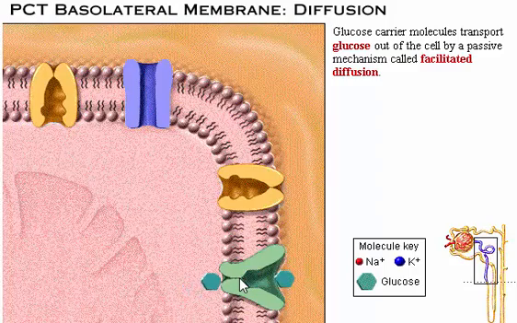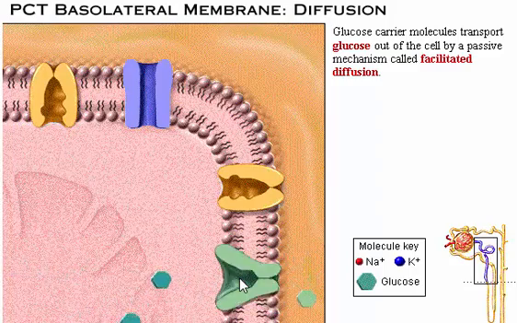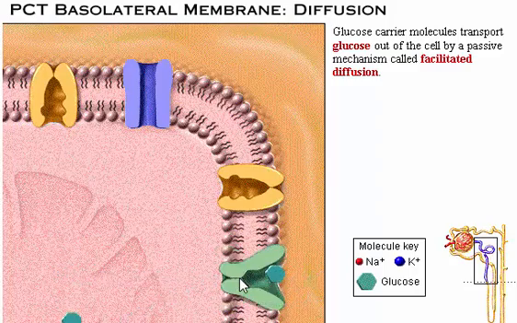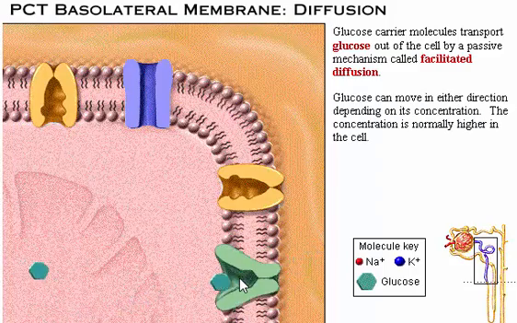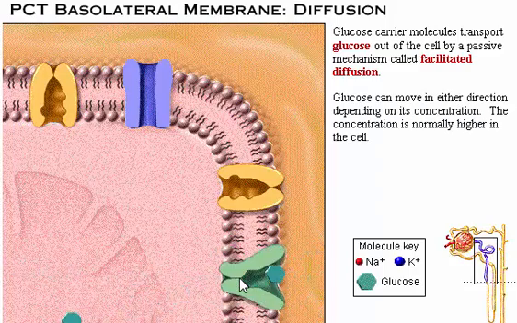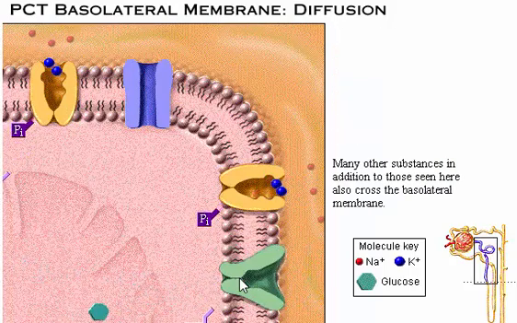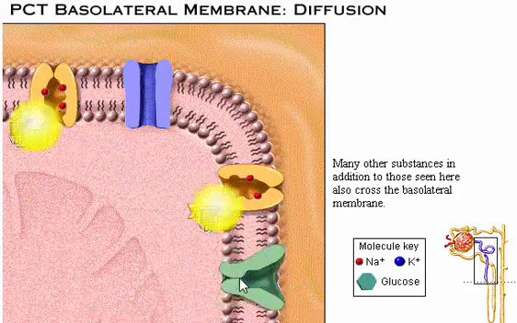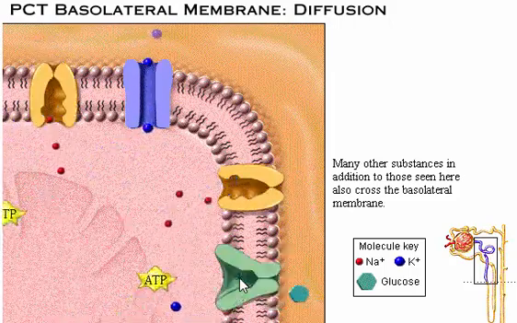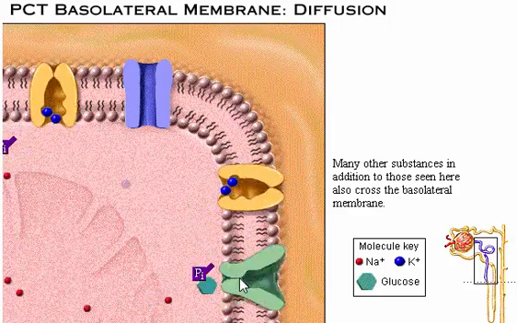The glucose carrier molecule binds only to glucose and transports it across the basolateral membrane by a passive mechanism called facilitated diffusion. Glucose can move either into or out of the cell depending on its concentration. Since in the situation shown here, its concentration is highest in the cell, glucose moves out of the cell into the interstitium. In addition to the molecules you see here, many other substances also cross the basolateral membrane by similar mechanisms.